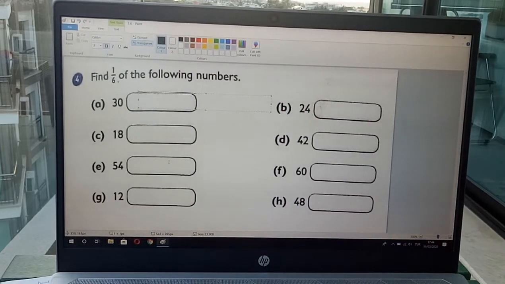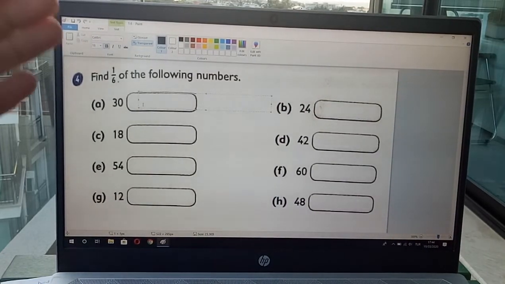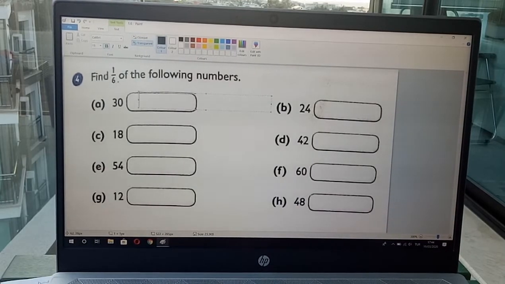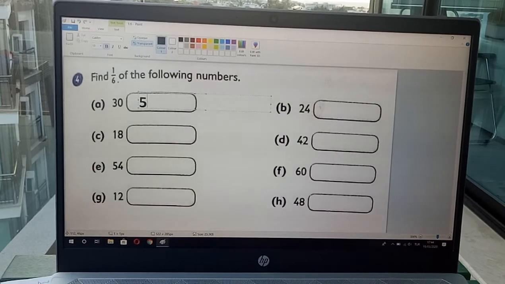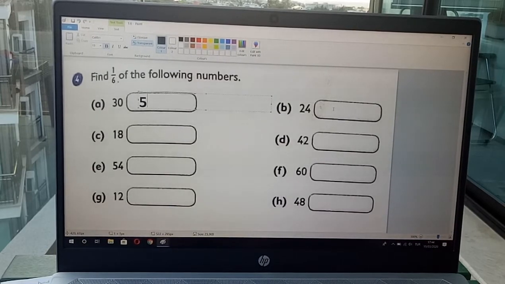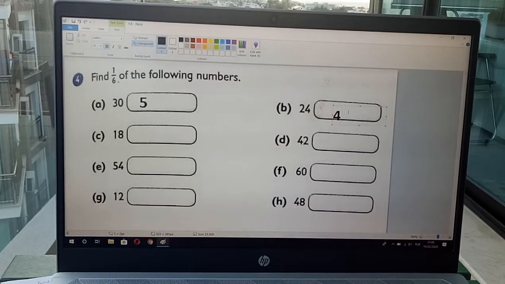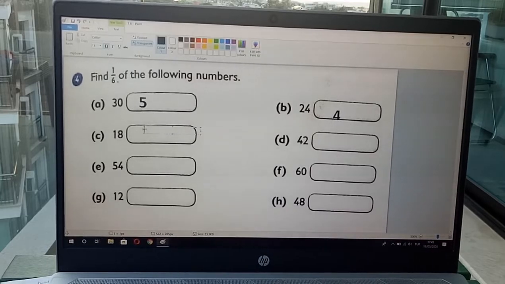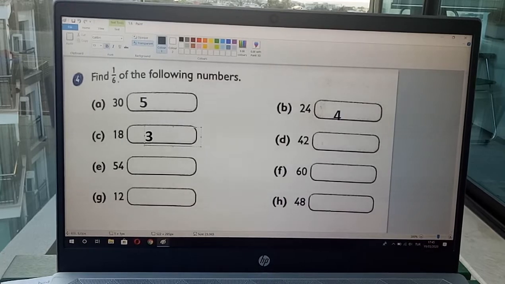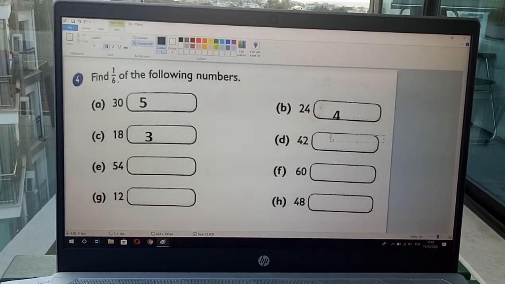Next, we have 1/6. Again, we divide by our denominator 6. 1/6 of 30, answer is 5. 1/6 of 24, answer is 4. Letter C, 1/6 of 18, answer is 3. Letter D, 1/6 of 42, answer is 7.